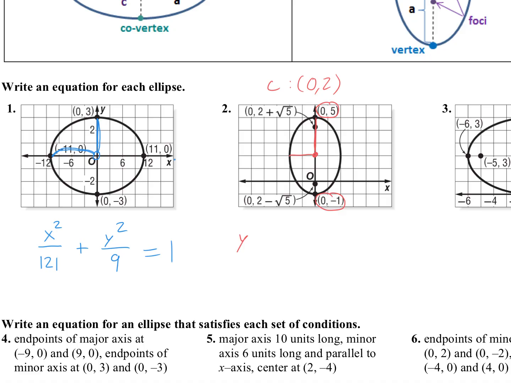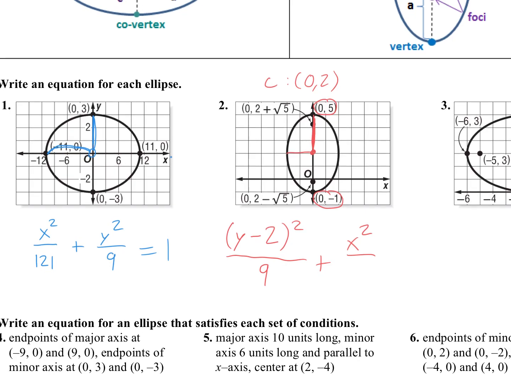All right, so I'm going to start with y, and I need parentheses for the y because the y coordinate for the center is 2. So I do y minus 2. All right, from the center to the top was a distance of 3, so we need a 9 under there. Square the 3 to get 9. All right, I don't need parentheses for the x because it had a coordinate of 0 for the center. And underneath x, because this is 2, we square that to make 4, and we equal it to 1.